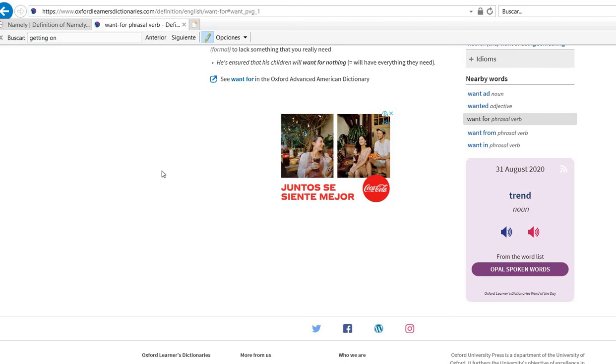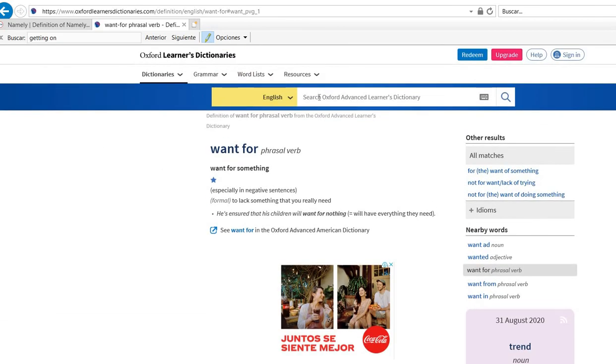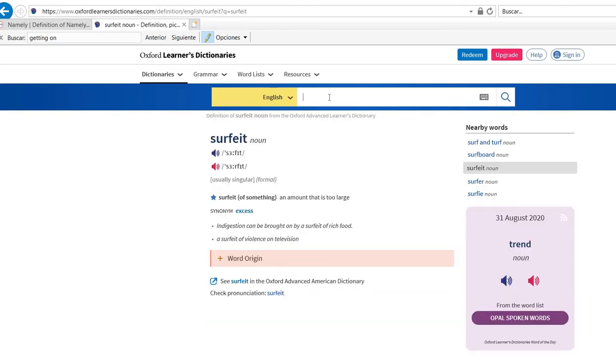Very good. Let me just check. Yes, this word. I'm going to type it out. I want to think about the pronunciation. Surfeit. Watch it. Surfeit means excess. Indigestion can be brought on by a surfeit of rich food, a surfeit of violence. Very formal word, very, very formal word. And in this case, they use a surfeit of luxury. And I think that's about it.